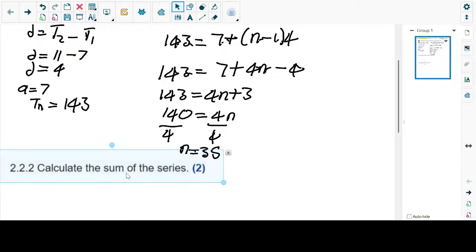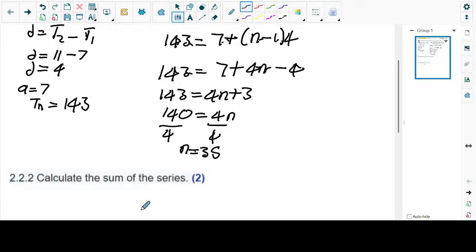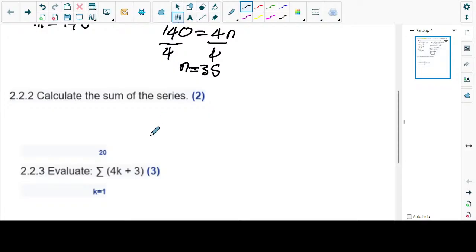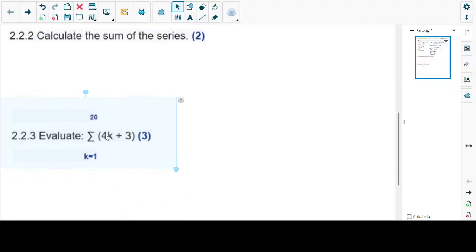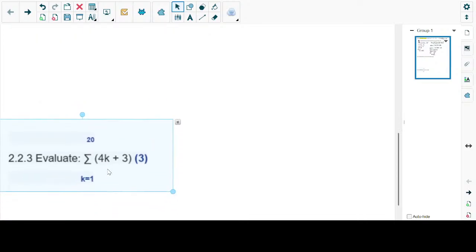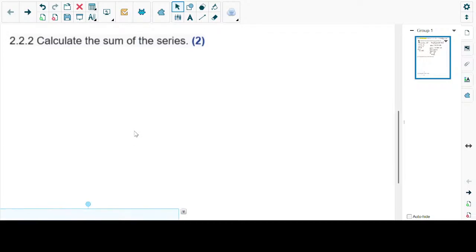Okay, so now we're moving to the next question. The next question says we should calculate the sum of the series. If they really wanted to be tricky on the final exam, they would go straight to that question, and learners were supposed to figure out that we need N first. But this one was a good examiner, because first they asked us to calculate N, and then after that they ask us to calculate the sum.